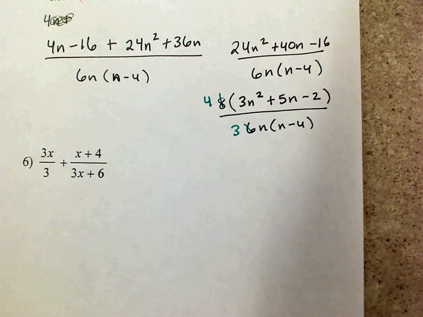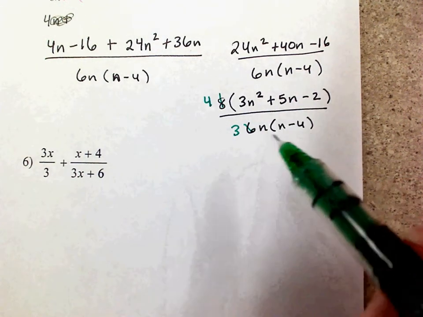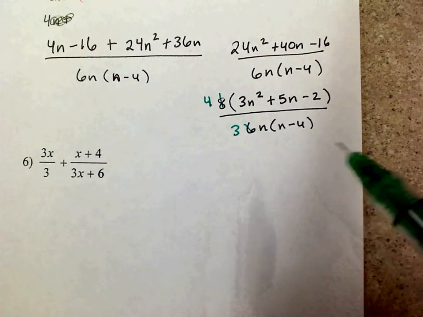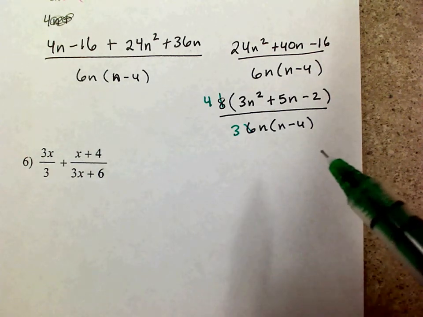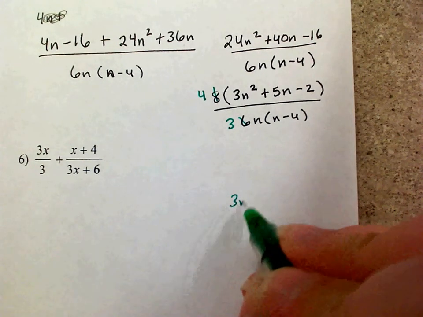I'm going to factor this right quick to see if n minus 4 is a factor. If n minus 4 is a factor, then it can cancel out. If it's not, then I'm done. Okay? So I'm just going to check it out to the side. I'm going to write 3n squared plus 5n minus 2. Okay, so I'm just going to check this down here.